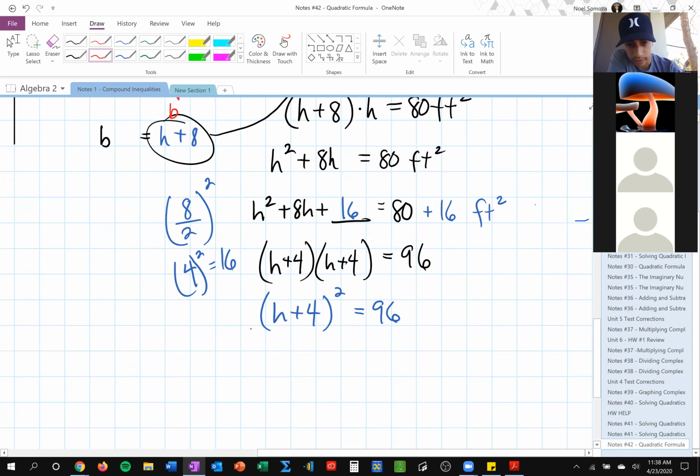We can square root both sides. So the square and the square root cancel. We get h plus 4 is equal to plus or minus the square root of 96. And 96 is pretty large. We're going to have to do a factor tree on that so we can simplify and find some factors. So 96, we can do 8 times 12.